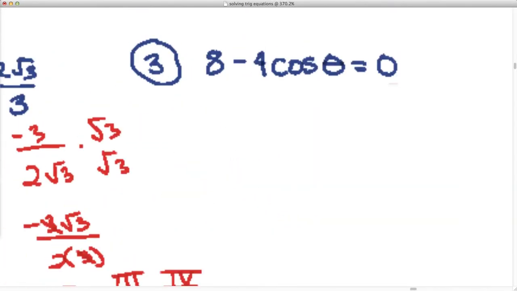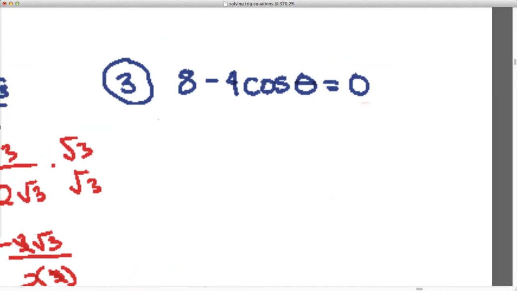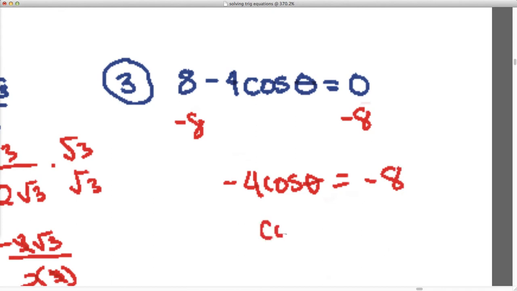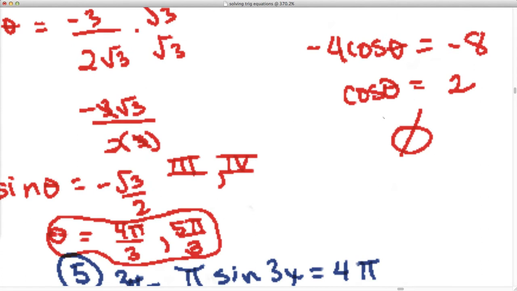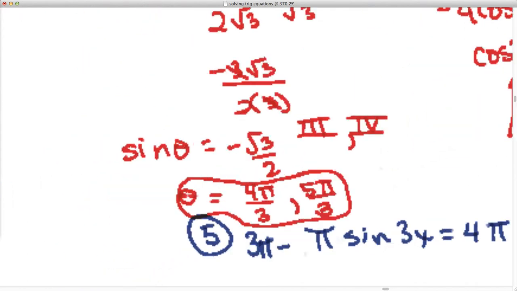So this problem here, we've got some numerical coefficients added and subtracted. Get it to where it's just a trig function on one side, and you get negative 4 cosine theta equals negative 8. Cosine theta equals 2 if you divide both sides by negative 4. Because cosine and sine oscillate between 1 and negative 1, they will never reach any values outside of that. So if you ever see a value that's outside 1 and negative 1, then you write no solution, or the symbol for no solution, as I just did.